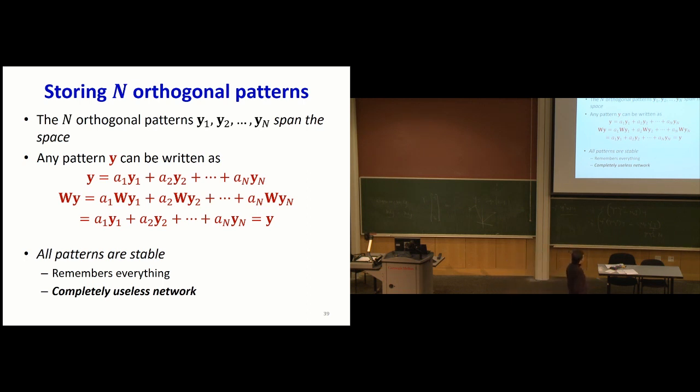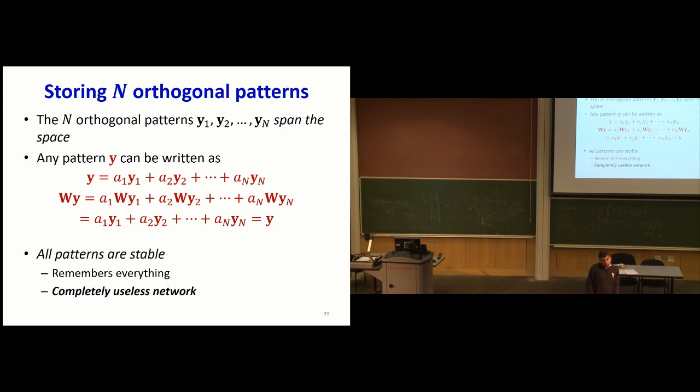Which means that W times y for any vector is simply going to be a1 times Wy1 plus a2 times Wy2 and so on. If I've composed my weights matrix to have all the eigenvalues be 1, that simply gives me a1 times y1. It gives me this original combination right back, which gives me y right back. So this is the problem with Hebbian learning. All of the eigenvalues are 1.